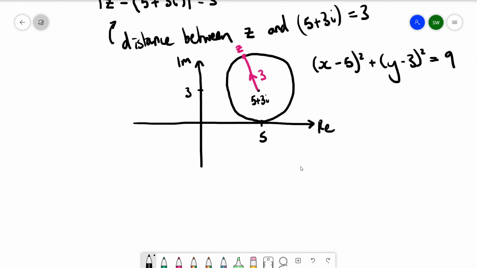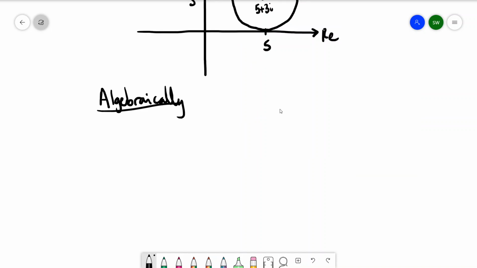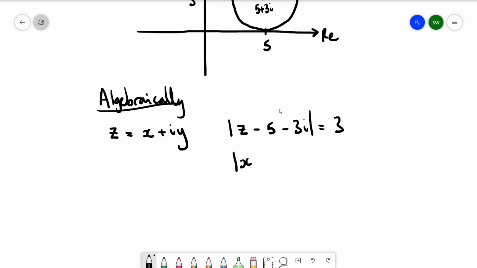Another way of doing this would be to do it algebraically, and I think it's really important that you're able to do this algebraically, because some questions will require you to do it algebraically. So in order to solve this problem algebraically, we're going to say z is going to be represented by a coordinate (x, y). So z is going to be x plus iy. And we know that z has to satisfy this condition, that the modulus of z minus 5 minus 3i is equal to 3. So let's replace z with x plus iy.